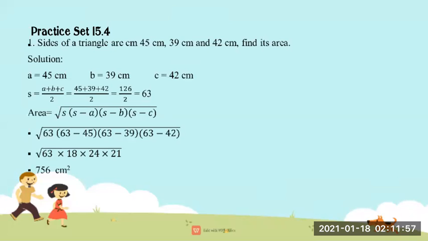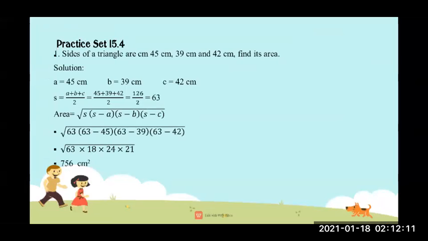Before starting that formula, first you have to find the semi-perimeter. The semi-perimeter formula is a plus b plus c divided by 2. Now we will see over here. A is given 45 centimeter, B is given 39 centimeter and C is given 42 centimeter. So three sides are given, so that time we have to use the formula first, that is semi-perimeter of a triangle.